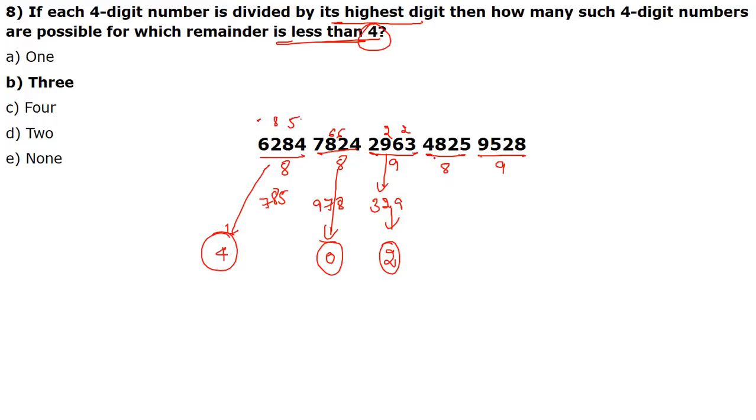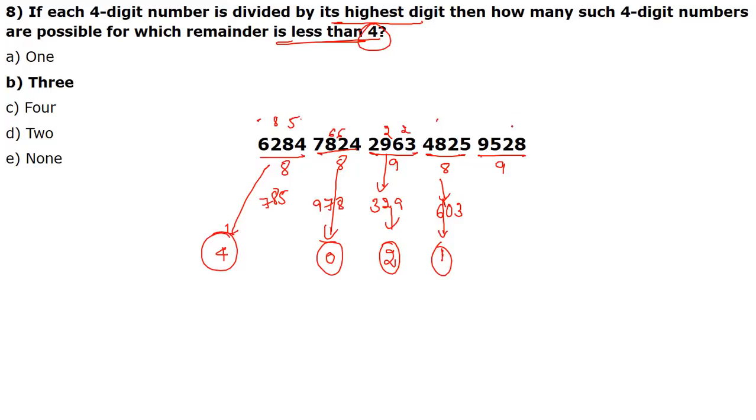So 8 into 6 would be how much? 48. This is done. So put a 0 here. Then 8 into 3 would be 24. 1 is carried forward. I hope you got it. So 1 would be carried forward here. Why? Because 1 is carried forward in 24.